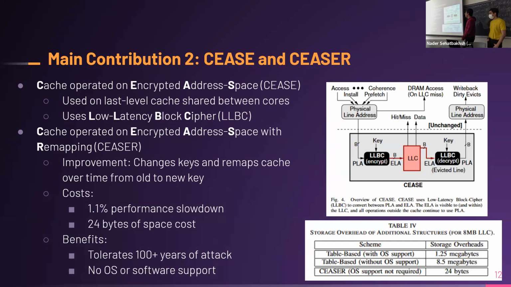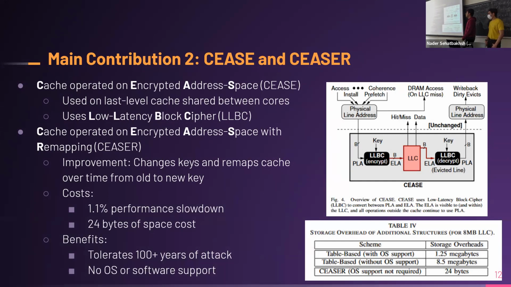And once you find that, that set has to be the same set that the victim is also accessing, okay? And basically this paper's solution is trying to randomize the addresses, so it would be very, very difficult for the attacker to find that eviction set.